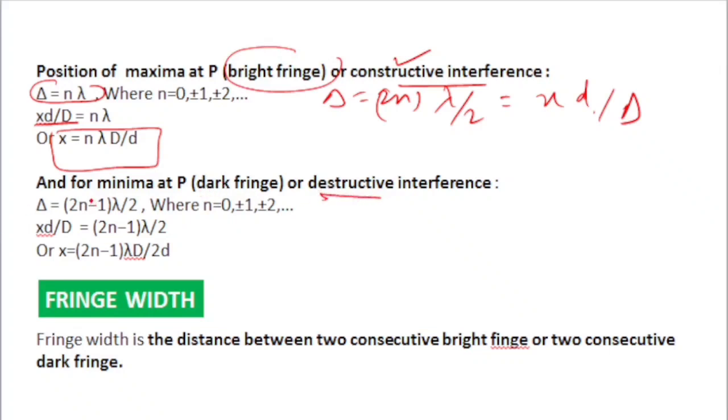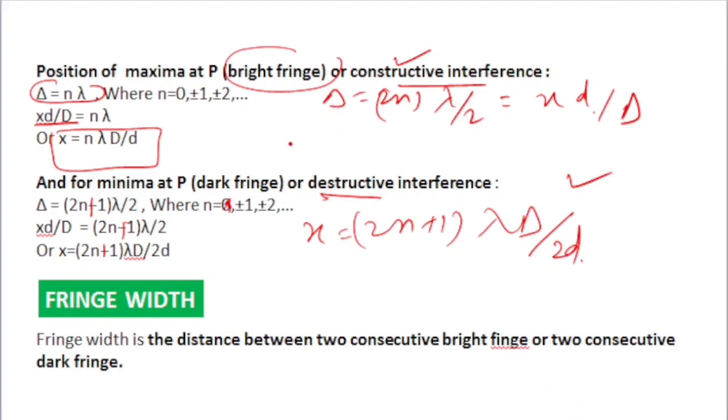Minima is obtained when delta is equal to (2n plus 1) lambda by 2, an odd multiple of lambda by 2, where n equals 1, 2, 3, because at n equal to 0, the central maxima is there. So the path difference is x d by D. After calculating this, you get x equal to (2n plus 1) lambda capital D by 2d. This is the position of minimum intensity.